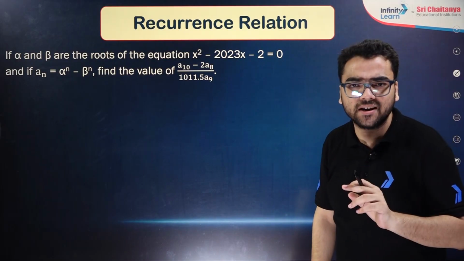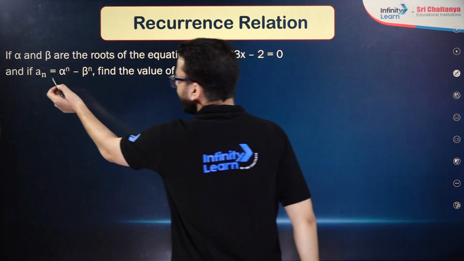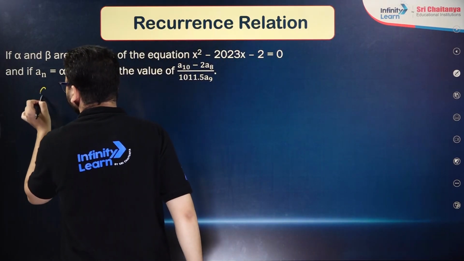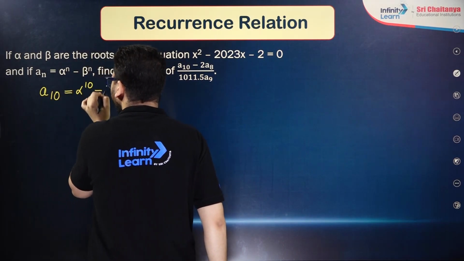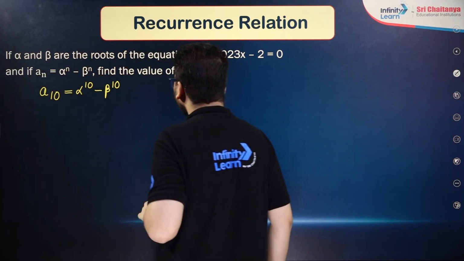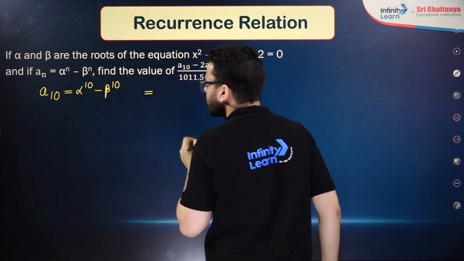No difference is there, guys. So you see, if I find A10, what is that? A10 will be what from this? A10 will be alpha raised to the power 10 minus beta raised to the power 10. In the same manner, A8 and A9. So you can just plug in the values over there.